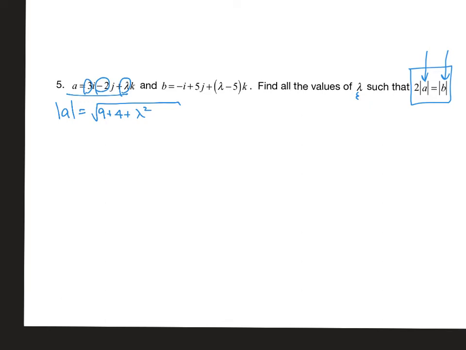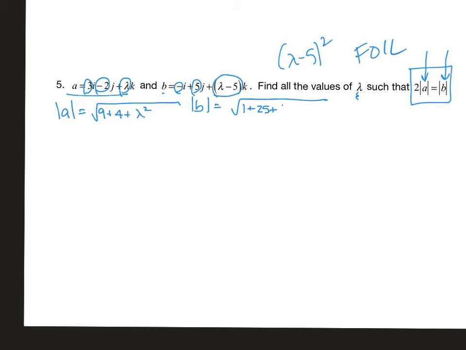All right, next I need the magnitude of B, which is going to be the square root of this number squared, that is a -1 in front, plus this number squared, plus this binomial squared. It's lambda minus 5 squared. That is not lambda squared plus 25. You have no idea how bad my teeth hurt right now from gritting them so hard because of people foiling that incorrectly.